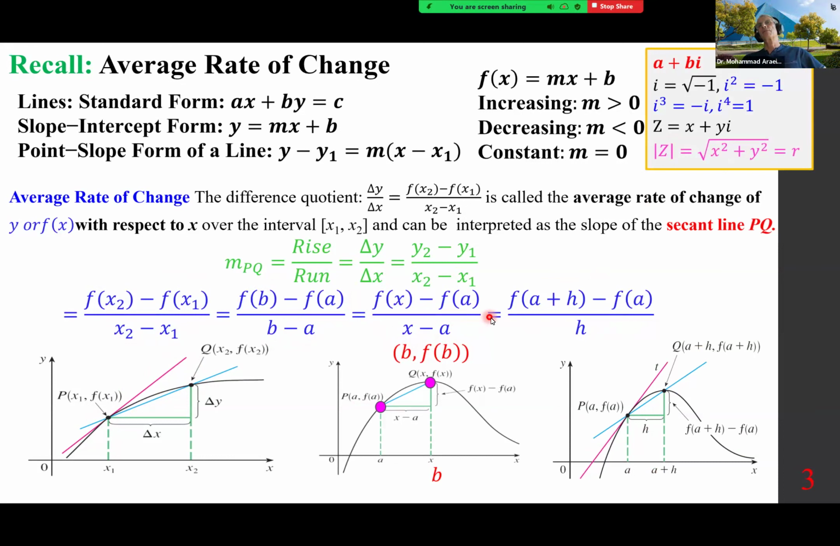As far as complex numbers are concerned, they are in the form of a plus bi, where i by definition is square root of negative 1. i squared is negative 1. i cubed is negative i. i to the power of 4 is 1. A complex number also is in the form of x plus yi if you go with the complex plane, and the modulus or the magnitude is the square root of x squared plus y squared.